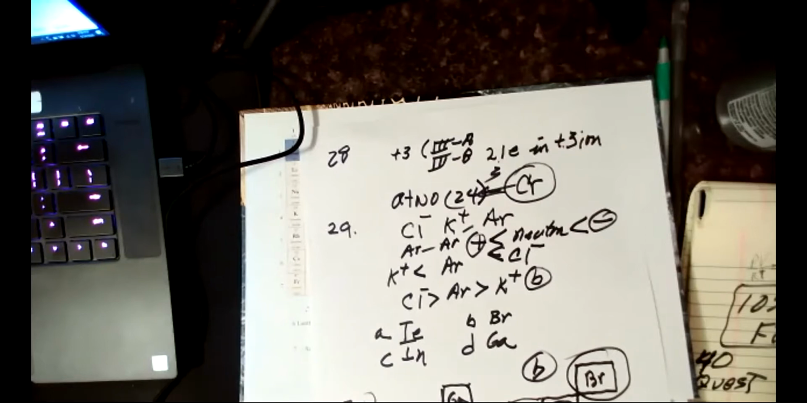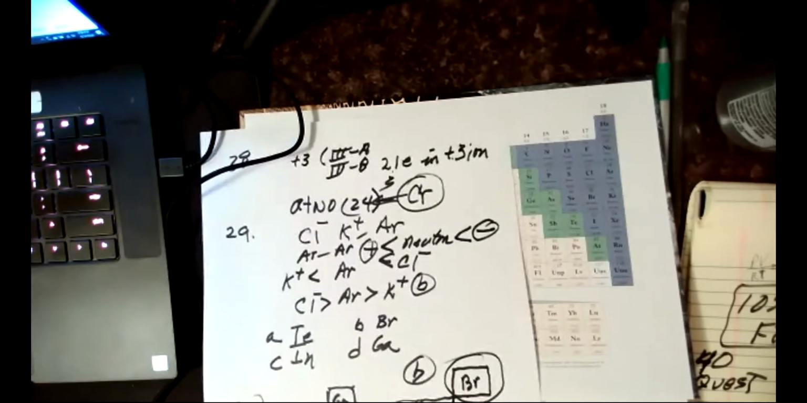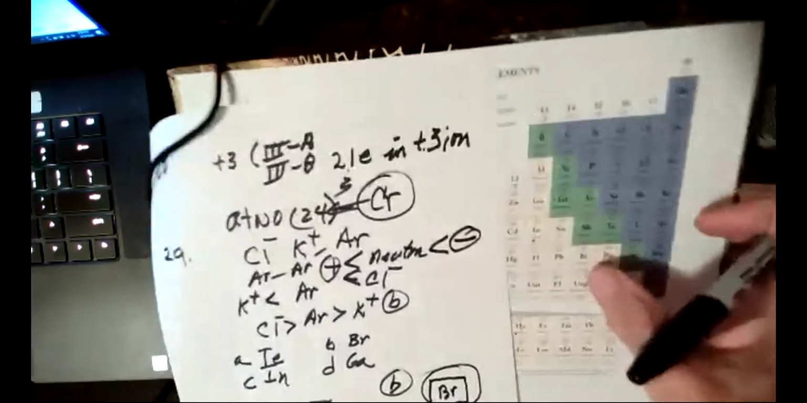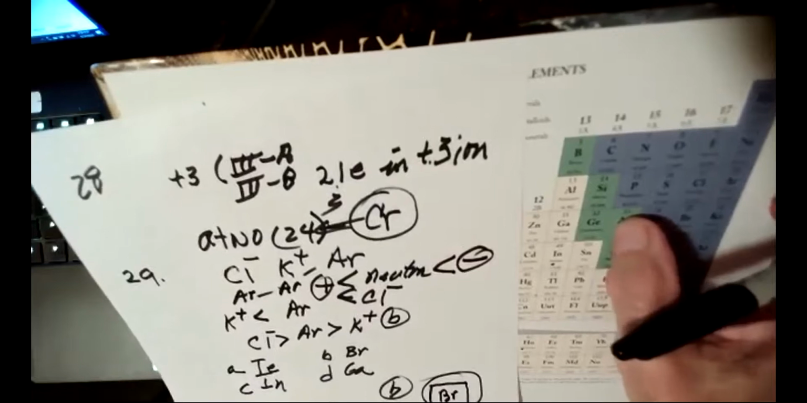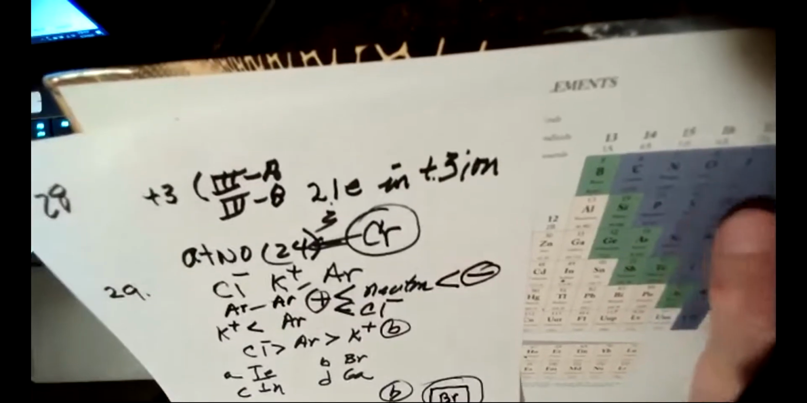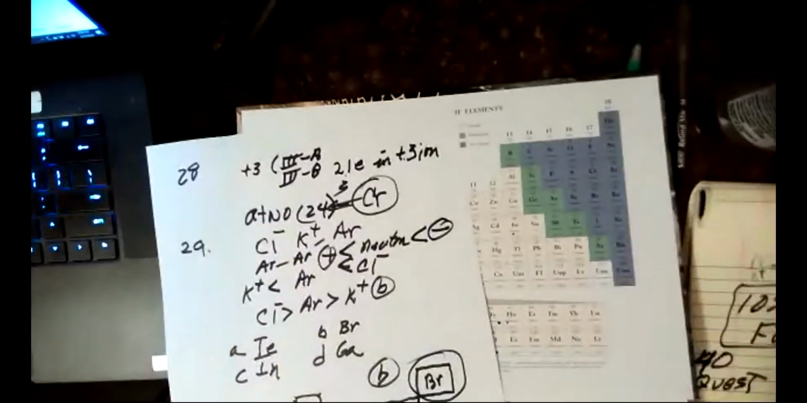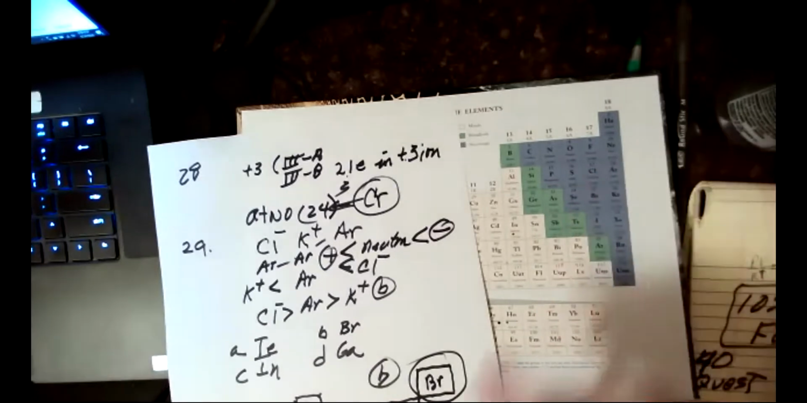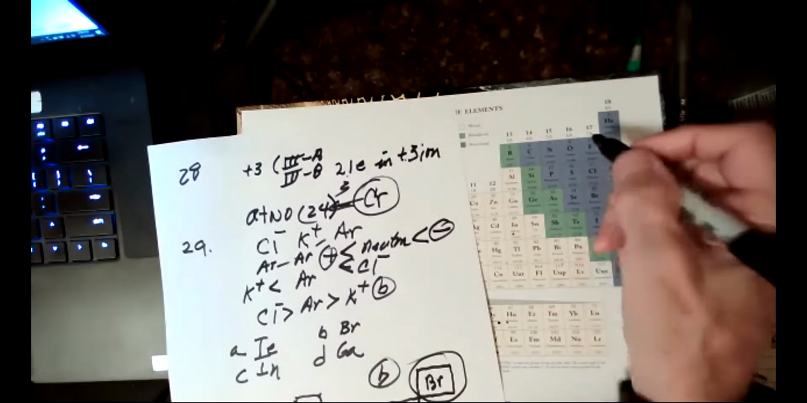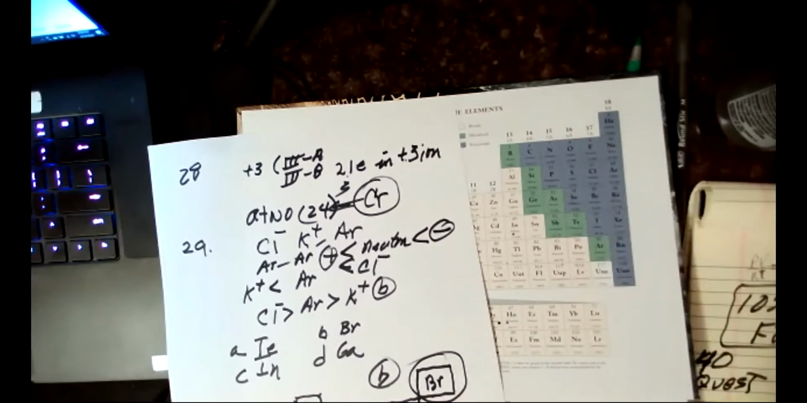Electronegativity, okay. Again, we're going to look at the periodic table. We've got arsenic right there, sulfur there, and selenium there. We've got sulfur on the top, selenium is right under sulfur, and arsenic is right beside selenium.